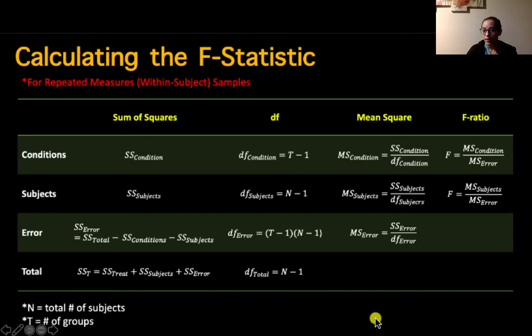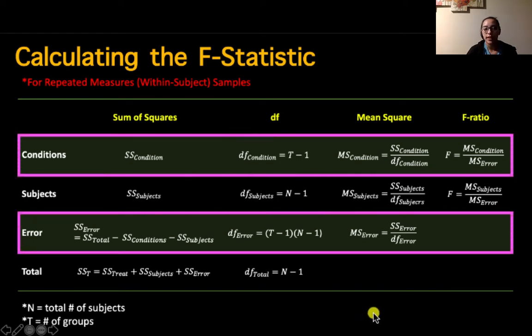You will notice in SPSS, though, that only the conditions and the error rows are reported. You'll see conditions show up as whatever the name of the independent variable is for that particular test, and then you'll see a row for error. So subjects and total are gone. Given that information, I will give you this whole table to do your calculations on for the activity this week. Just know for the ANOVA table that you get in your SPSS output, you're really looking at the top row and the error row.